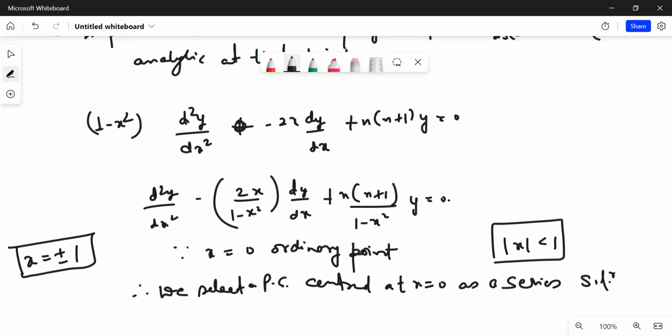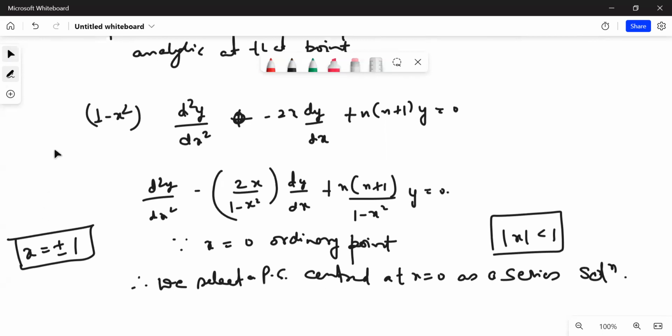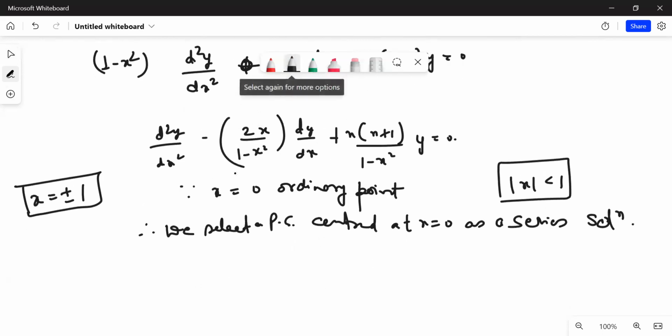These things are taught to students in differential equations under series solutions. I just wanted to mention it. So remember, here x equal to plus minus 1 are regular singular points, and therefore we do not want to take these points. So we take mod x less than or equal to 1, and x equal to 0 is an ordinary point. Why an ordinary point? Because both of these expressions are well defined at x equal to 0; they are analytic at x equal to 0. So whenever we want to find the solution, we select it as a power series, that is, a_k x to the power k.